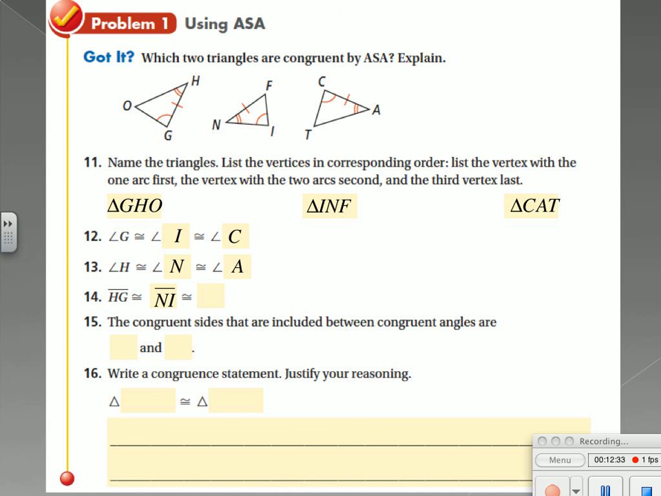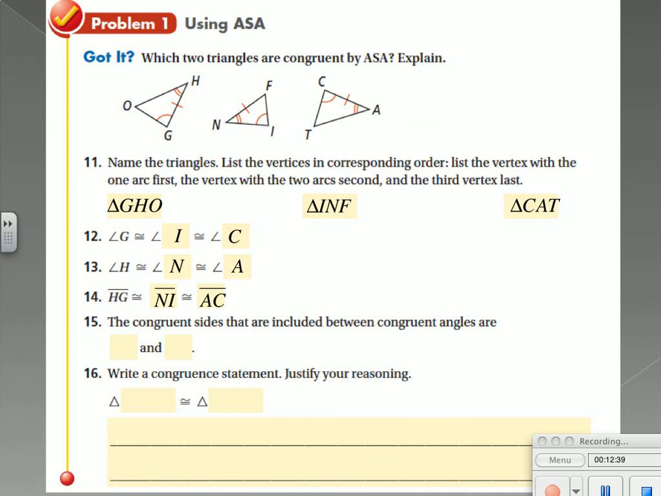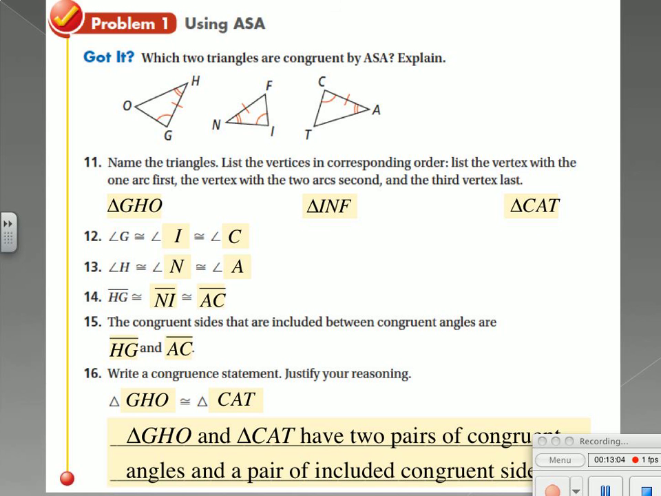Segment HG is congruent to segment NI, and segment HG and NI are congruent to segment AC. Just check and see if you're paying attention there. The congruent sides that are included between congruent angles are HG and AC. So we can write a congruent statement for triangle GHO and triangle CAT.